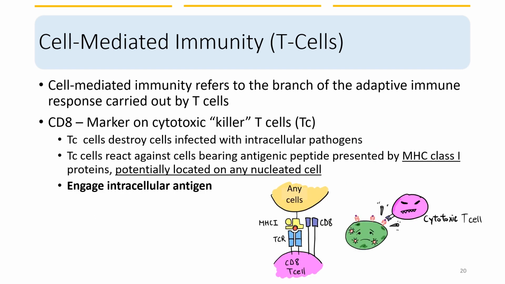The second major type of T cell is the CD8 killer T cell, or cytotoxic T cell. Cytotoxic T cells are responsible for destroying cells that are infected with intracellular pathogens. Mostly we're talking about cells that are infected by viruses. They can react against cells that bear antigenic peptide presented by MHC class 1 proteins, potentially located on any nucleated cell. So these CD8 T cells are engaging intracellular antigens.